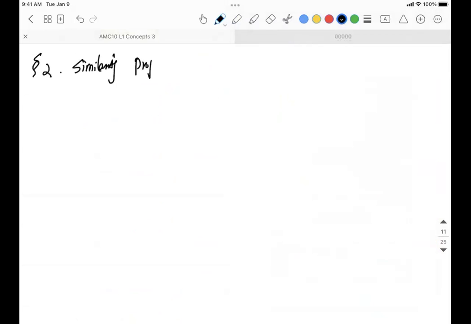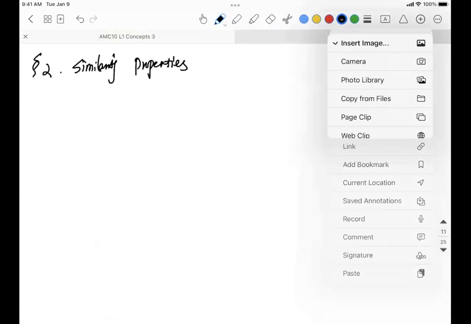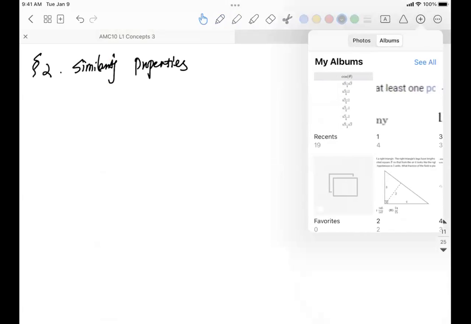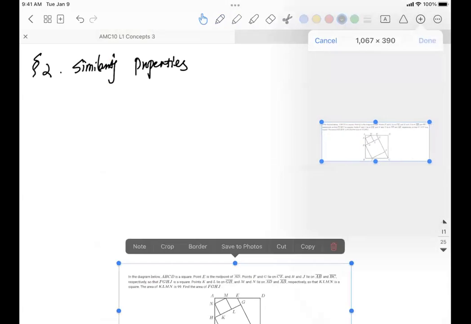Similarity properties. How can I use the similarity property to help us solve some problems? This time, let me give you a relatively challenging problem. Let's go for an AIME problem. We'll see how we're going to use this to solve one of the AIME problems.